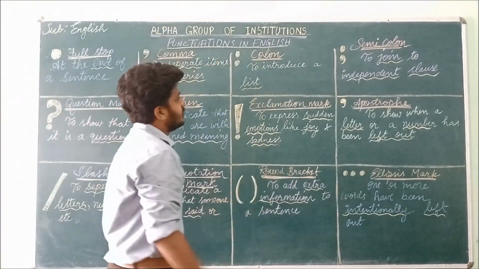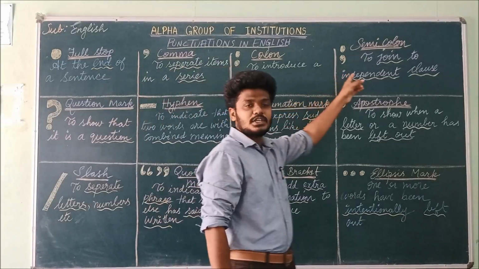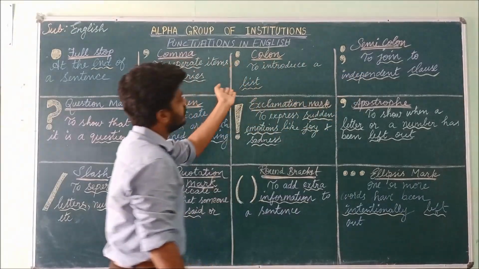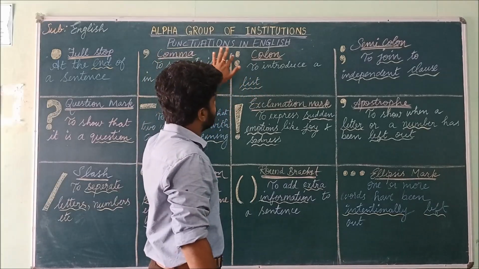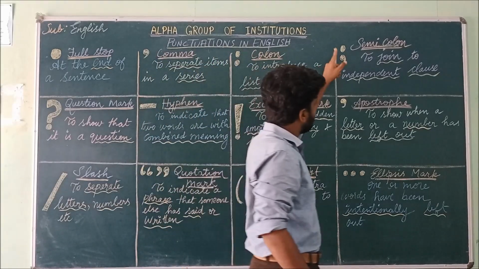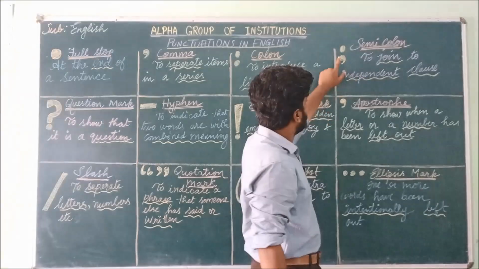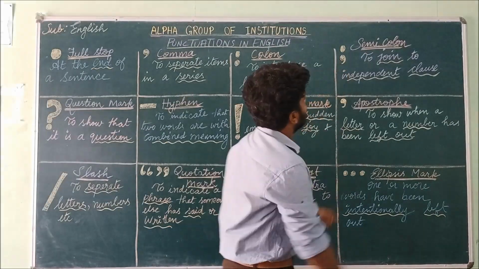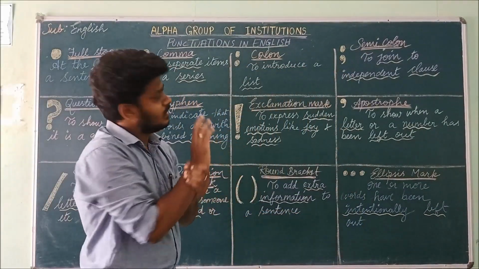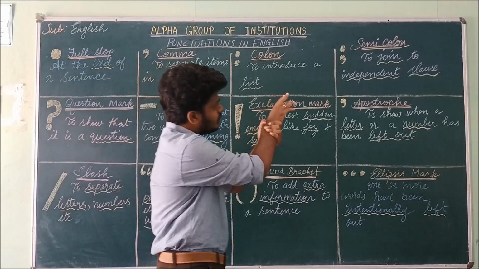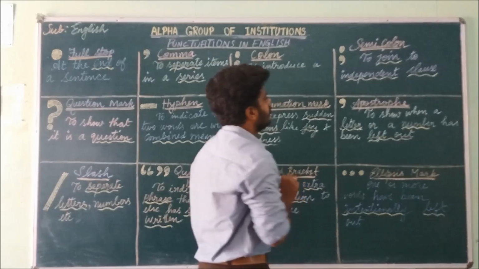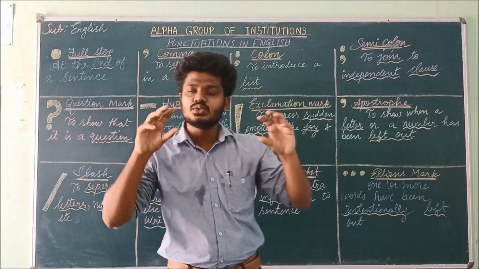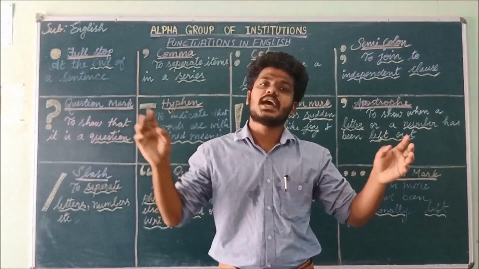Now let's go to the next one, that is semicolon. Semicolon is nothing but a different form of colon, and instead of using 2 full stops, we use a full stop and a comma below. Look at the purpose of using a semicolon. Semicolon is used to join two independent clauses. Two independent clauses means 2 independent ideas, 2 different ideas.